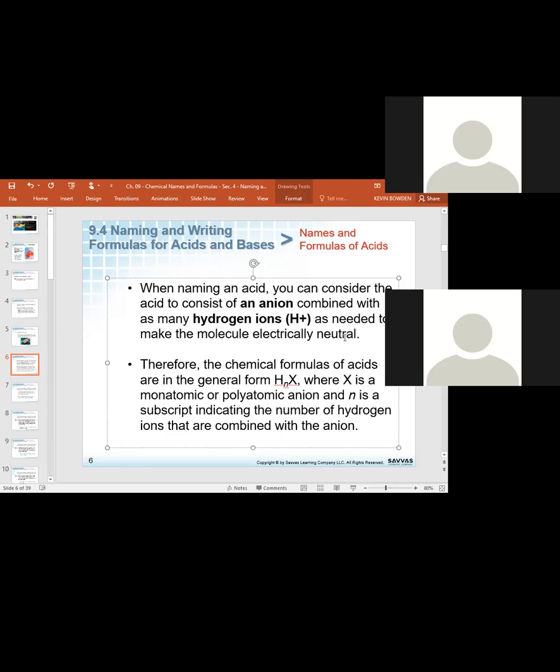So phosphate, which you know is PO4, has a charge of 3-. So in order to get it to be neutral, to have a charge of 0, it would have to have how many hydrogens?